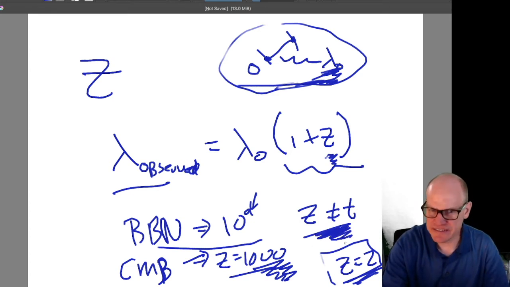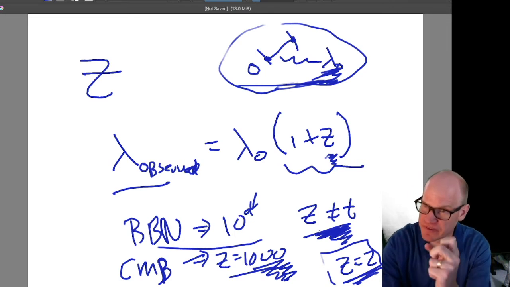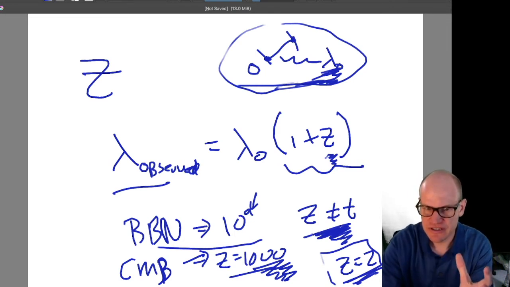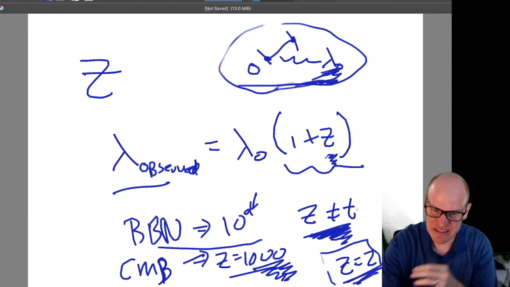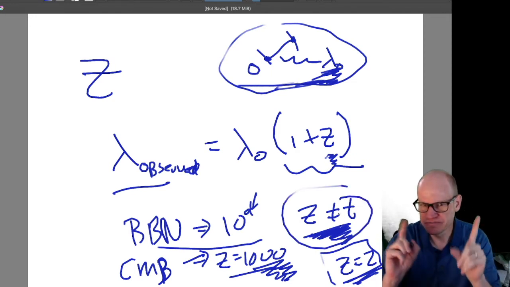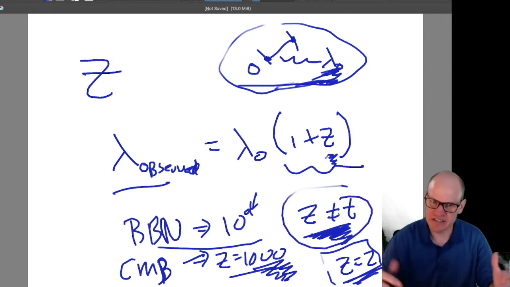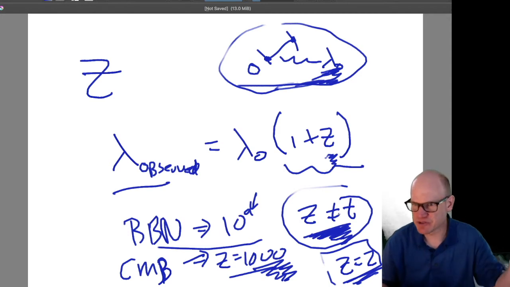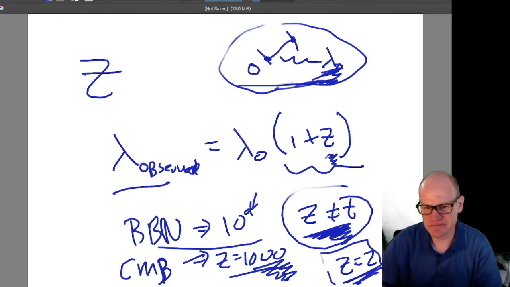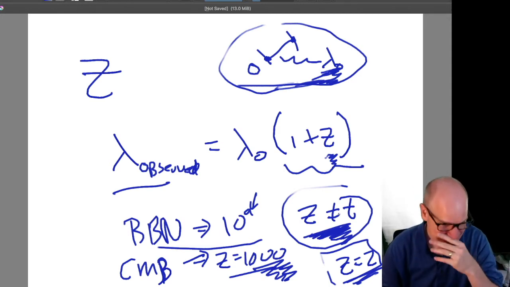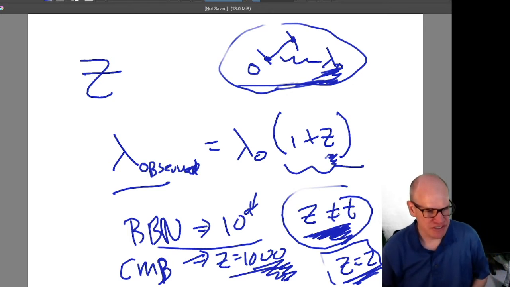So while it's related to time, and you can calculate the age of the universe from the redshift, they're not equal to each other. So you don't want to make the mistake of saying, oh, redshift of 1000 is 1000 times older. It's not 1000 times older. It's a factor of a few older. We are talking about cosmology today.